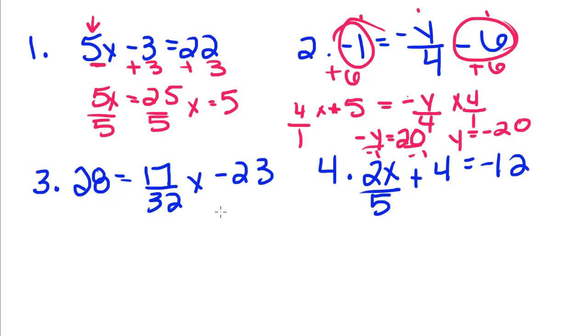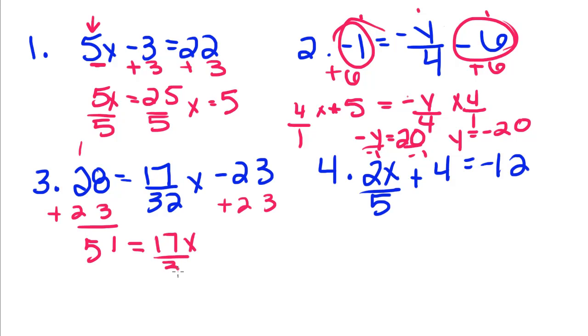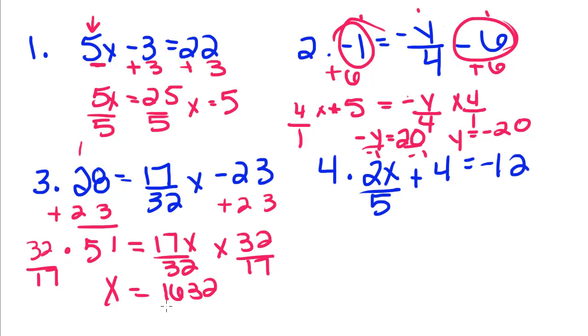The same principle applies over here. Add 23 on both sides. So we get 51 is equal to 17x over 32. We're going to multiply it by its reciprocal. And these are pretty big numbers, so I'm going to have to plug these into a calculator. So if you multiply 32 by 51, we get 1632, and then if you divide it by 17, you get x is equal to 96.